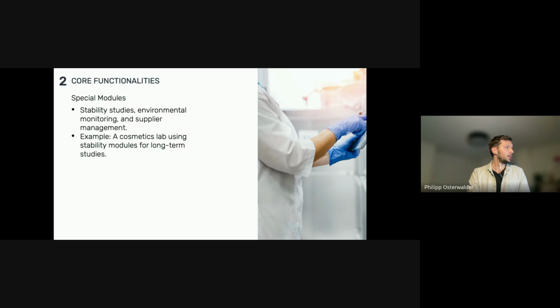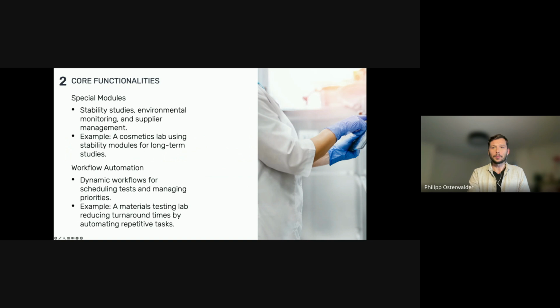Then we have the workflow automation. So tasks like approvals, report generation, or notifying technicians are done. Dynamic workflows for scheduling tests and managing priorities is one of these. And here the example is a material testing lab that reduces turnaround time by automating their repetitive tasks.